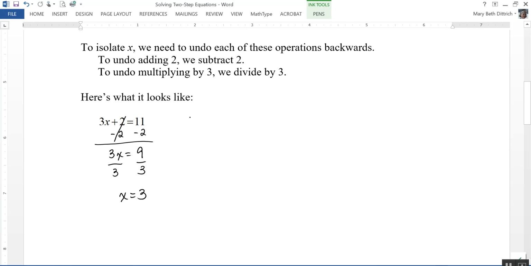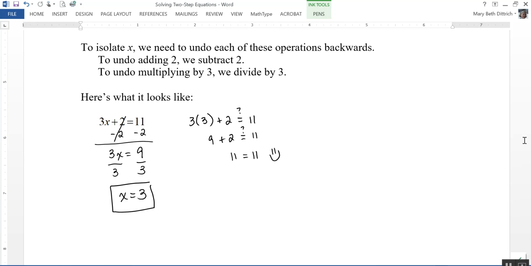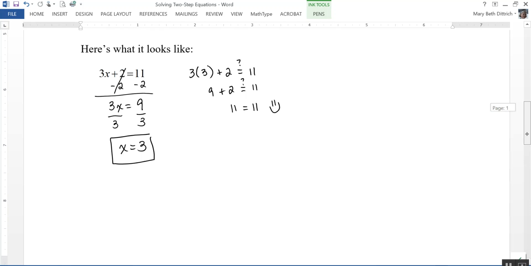And I can check that by plugging it back into my original equation. Put that 3 in for x, so is 3 times 3 plus 2 equal to 11? Now just do order of operations on the left side of the equal sign. 3 times 3 is 9 plus 2. Is that equal to 11? Indeed it is. Our answer checks, so x is equal to 3. So remember, you want to undo whatever was done to x in reverse order using your inverse operations.